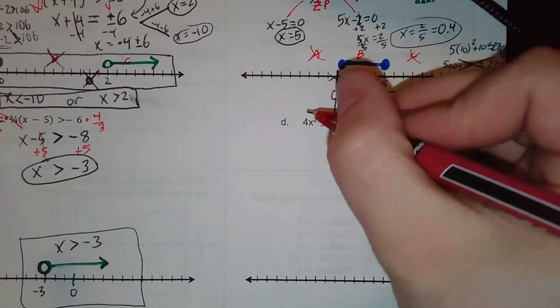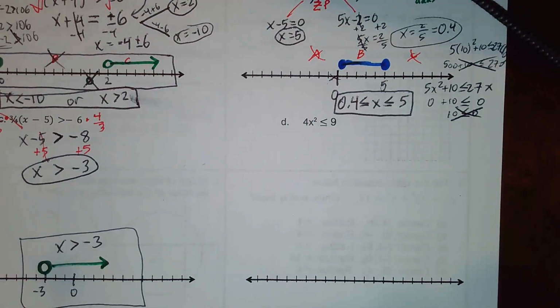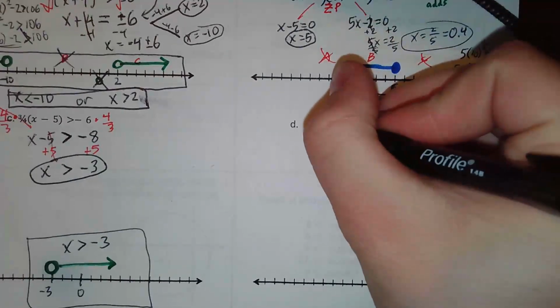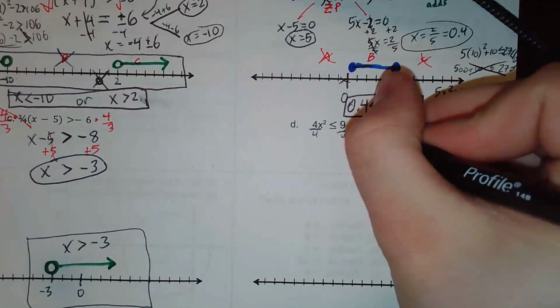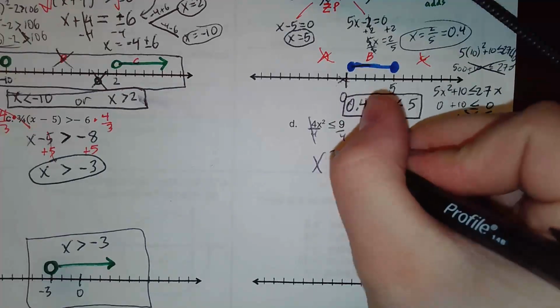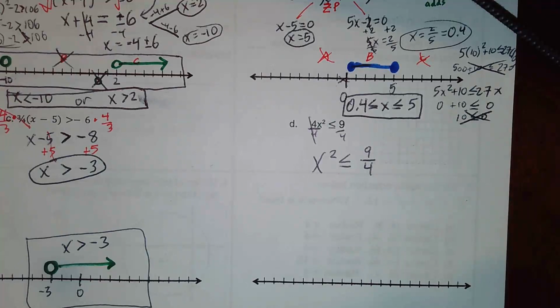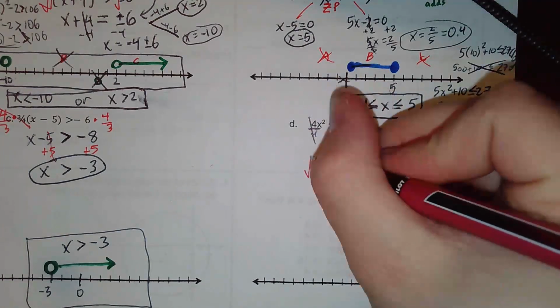I could take the square root right now, but I'm actually going to do it in a different way. So my first step for letter D is I will divide by 4. That gives us x squared is less than or equal to 9/4. I will take the square root.